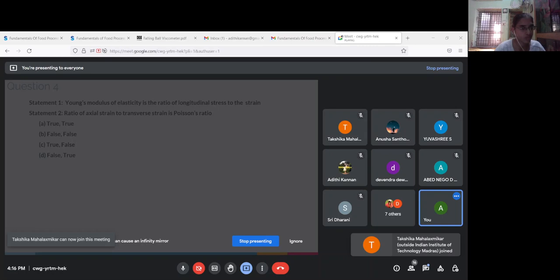No, statement 2 is right. Okay, what about statement 1? So can anybody tell me what is Young's modulus of elasticity? You guys remember reading it in probably 11th or 12th or in the lecture videos as well. So ma'am would be explaining it again there.